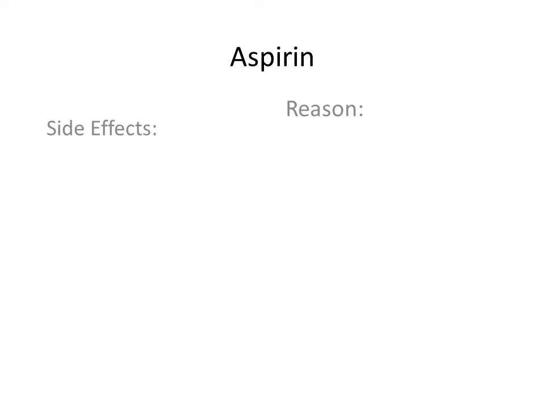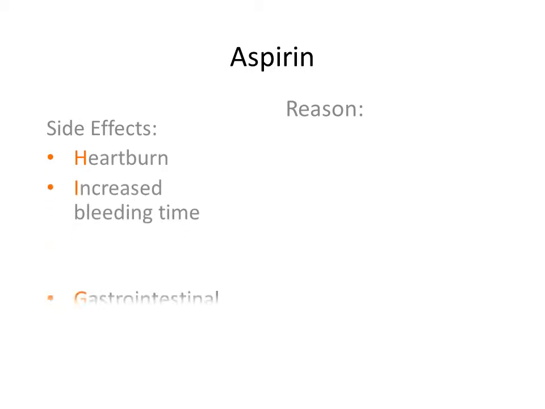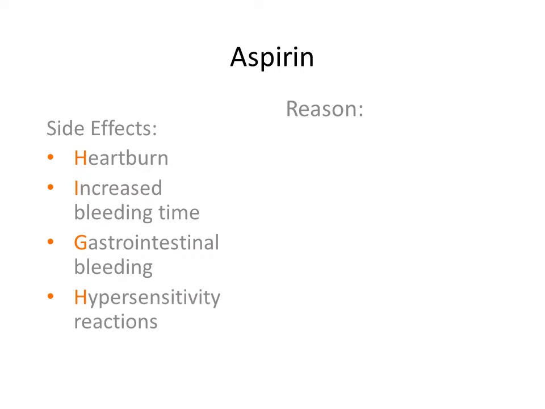1, 2, the side effects of aspirin. So, side effects: heartburn, increase in bleeding time, gastrointestinal bleeding, hypersensitivity reactions, and nausea. The acronym I have for this is HIGH-N. Kind of sounds like some street drug or something. Again, if you have your own one, great, use that one. This is only the one I use to remember it all. And like I said, the highlighted letters correspond to the specific dot point.